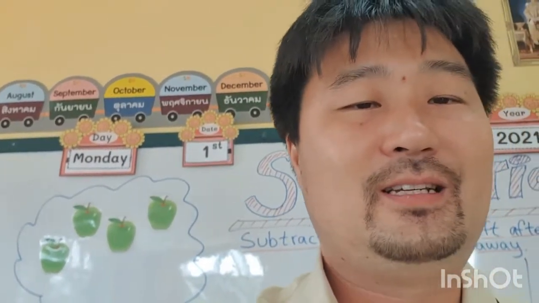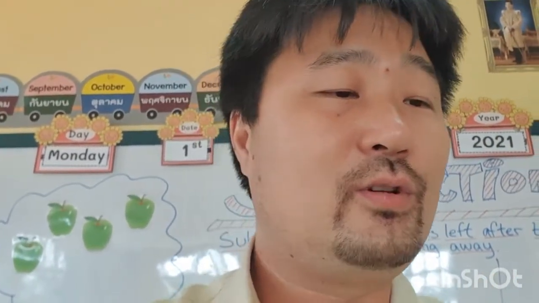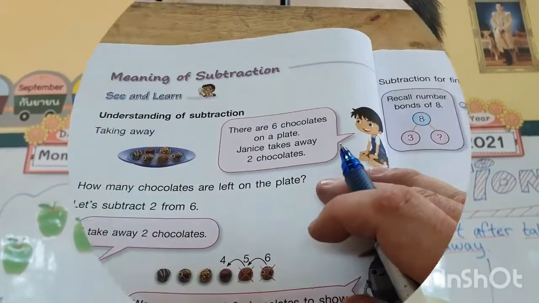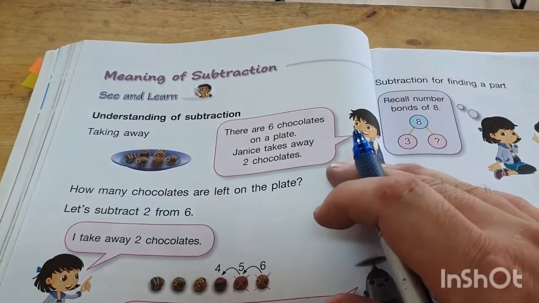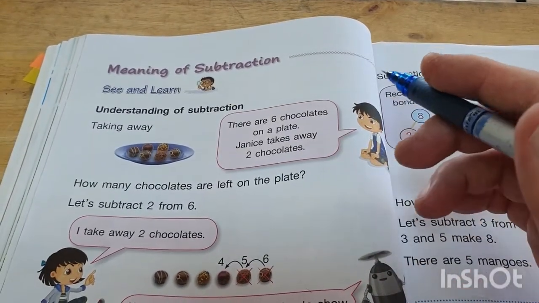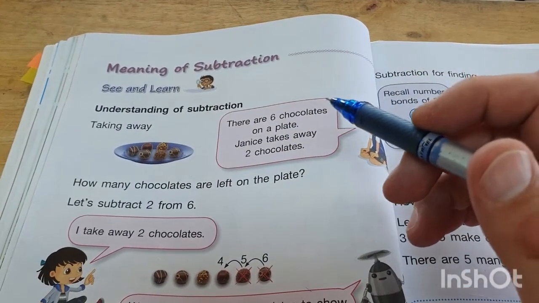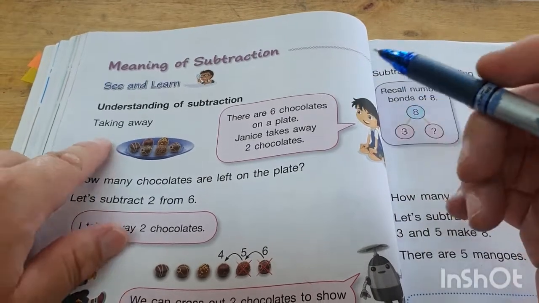Alright, so let's look in the book now, page 72-73. Alright? Okay, I will see you in a few seconds in the book. Alright, okay, so page 72 please. Meaning of subtraction. And then we have understanding of subtraction, taking away.